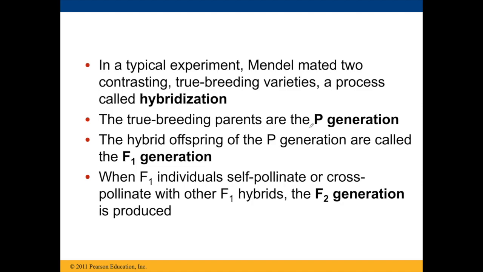In a typical experiment, Mendel mated two contrasting, so two different, true breeding plants. For example, one was true breeding purple, one was true breeding white. This is a process called hybridization. Now, when you're doing genetics, you go through several generations of crosses, and there's a nomenclature or a naming system that goes along with that.